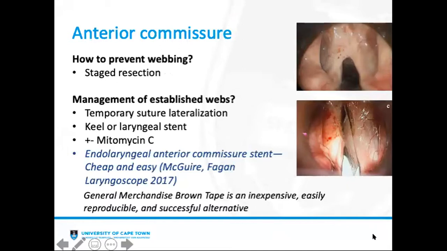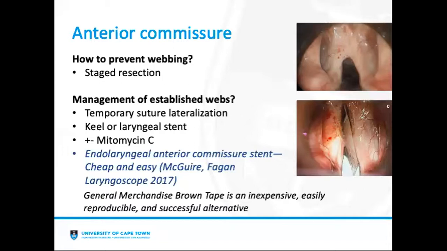Webbing of the anterior true cords is a well-described complication of resection involving the anterior commissure, especially in T1B disease involving both cords. Laryngeal webs are generally associated with a poor outcome in terms of voice, and when severe may cause upper airway obstruction. In many cases, it's unavoidable. However, some surgeons will stage the resection, initially resecting one side and returning 1 month later to resect the contralateral side.